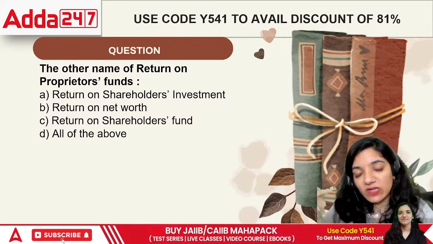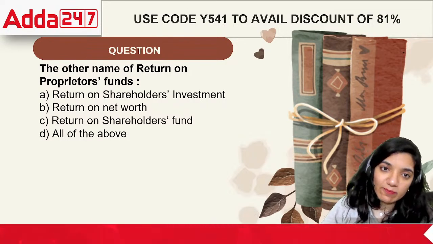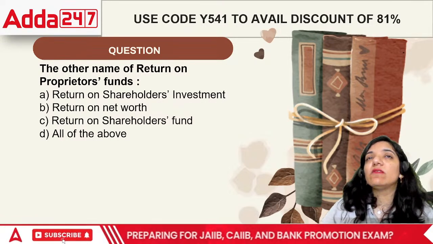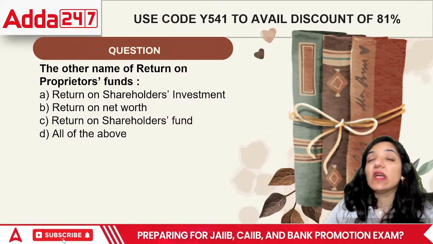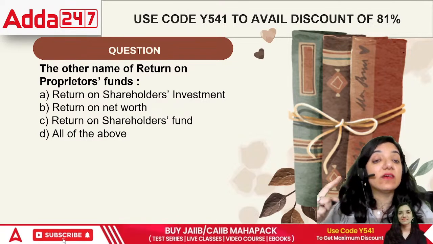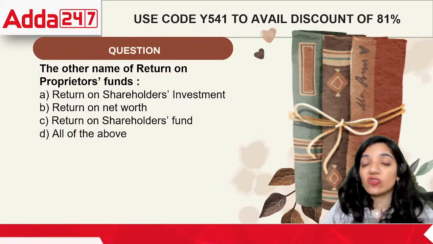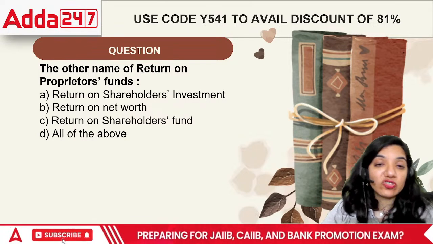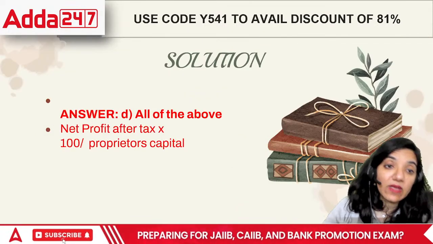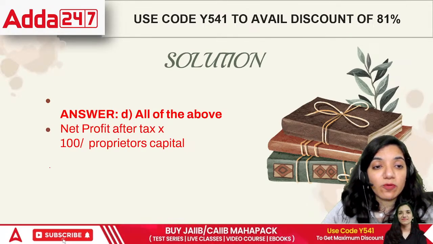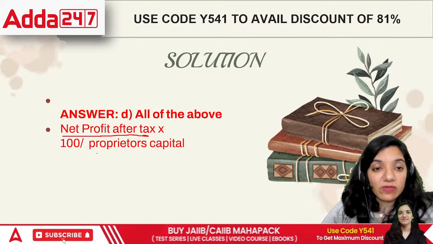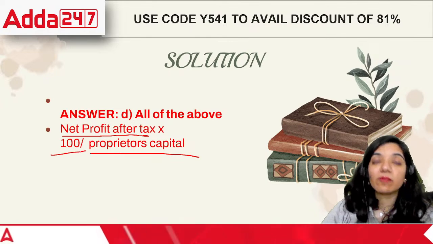he's getting. First one is shareholders investments, it's the same point. Then in terms of net worth, how can we specify? Net worth is the total amount which is invested by the owners of the organization. Again, return on shareholders funds is also the same. So all these three refer to return on investments. Then what is the formula? That is net profit after tax divided by proprietor's capital multiplied by 100.